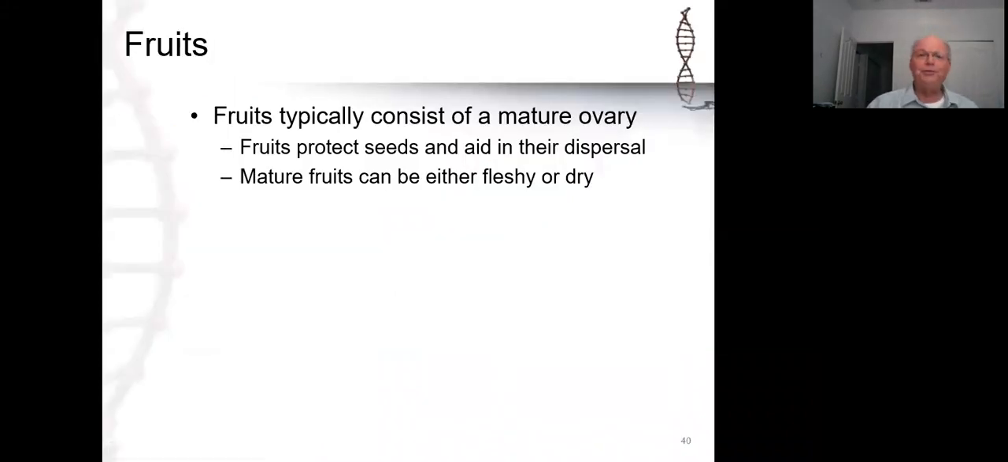So speaking of fruits, fruits are the mature ovaries. So when you eat a fruit, you're actually eating a mature ovary. Think about that next time you eat an apple or an orange or a tomato, because a tomato is actually a fruit, or any other fruit that you may enjoy eating. You're actually doing what the plant intended you to do, consume the fruit.